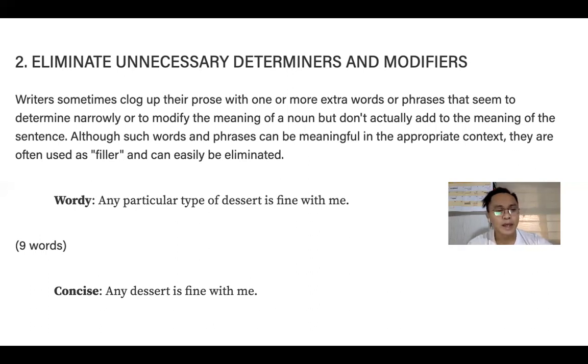For example, any particular type of dessert is fine with me. Here, mapapansin natin yung particular type, it is not necessary. You can just say, any dessert is fine with me.